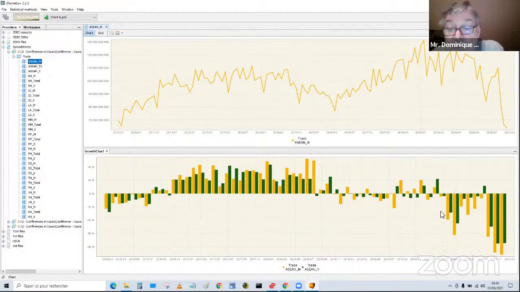Do you think this is linked to the COVID crisis? Probably, yes, I think so. And so you can feel at the ASEAN level a first wave and then a second wave starting in September, October.